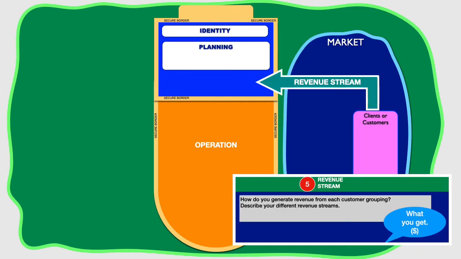Number 5 on the Canvas checklist is the revenue stream. How do you generate revenue from each customer grouping? Describe your different revenue streams. This is what you get in return for the value you provide.